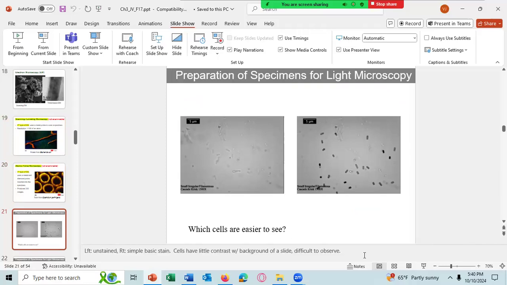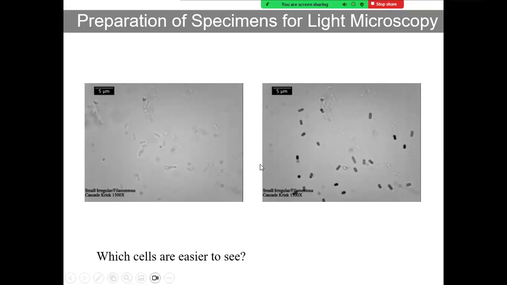All right. This slide is showing you cells. Which slide is easier to view? The one on the left or the one on the right? The one on the right?